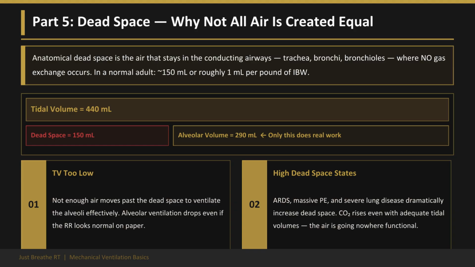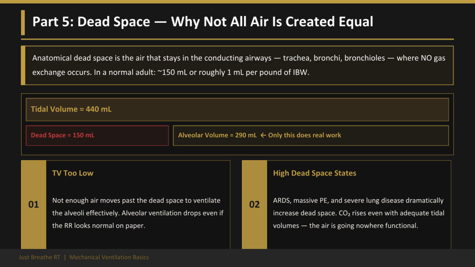So if your tidal volume is 440 milliliters and your dead space is 150 milliliters, only 290 milliliters of that breath is actually reaching the alveoli. That 290 milliliters is your alveolar volume, the fraction of each breath that is actually doing work. This matters clinically for 2 reasons. First, if your tidal volume is set too low, you may not be moving enough air past the dead space to meaningfully ventilate the alveoli at all.